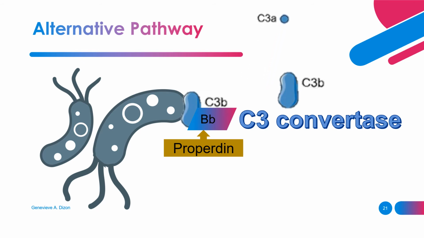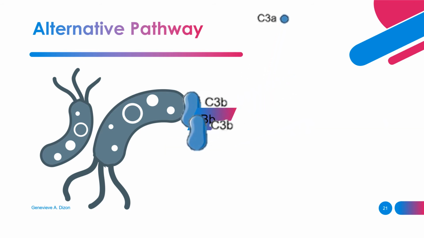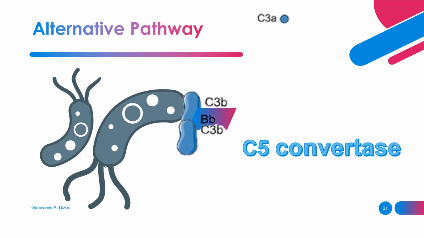C3a is released, while the formed C3b binds to the C3 convertase to become the C3b, Bb, C3b complex, known as the C5 convertase. This continues to the final phase of activation of the complement cascade, which is similar to the classical pathway. C5 convertase cleaves C5 to C5a and C5b. C5b binds to C6, 7, 8, and 9, and consequently forms the lytic plug.